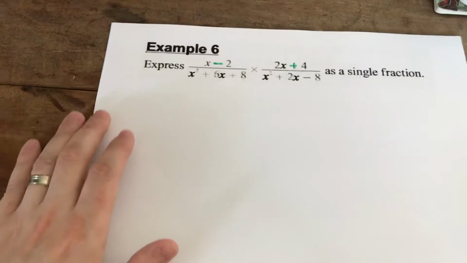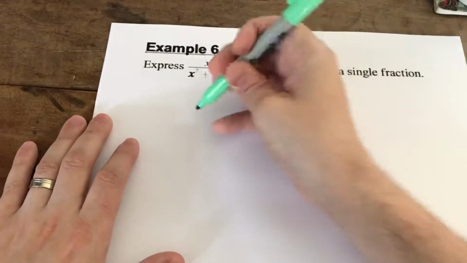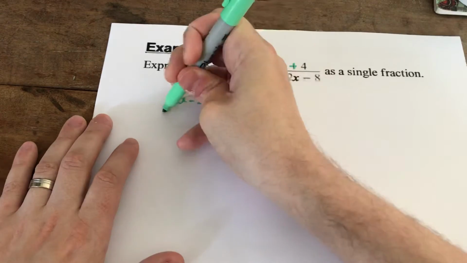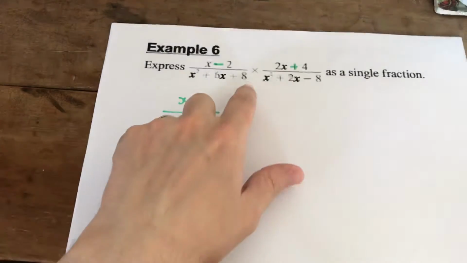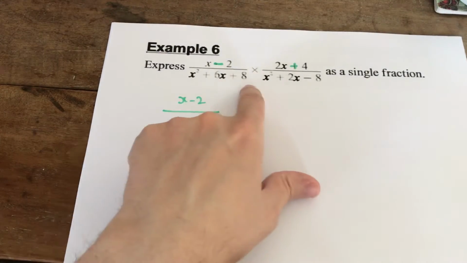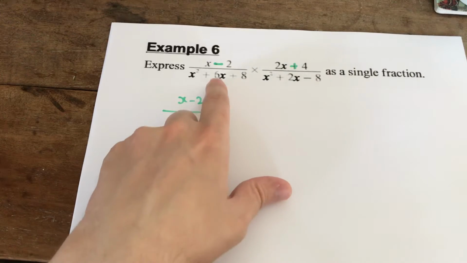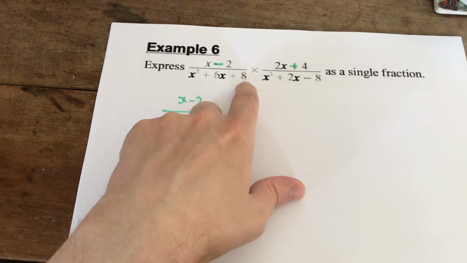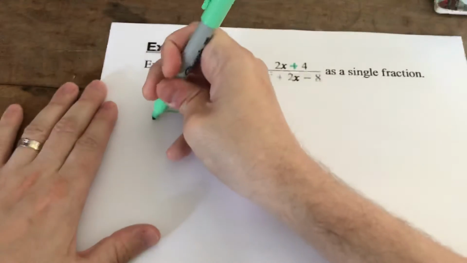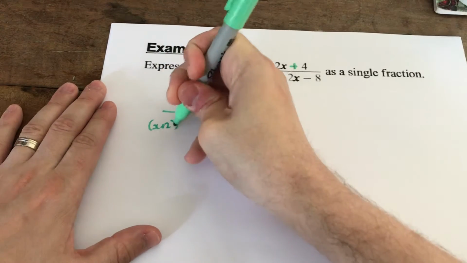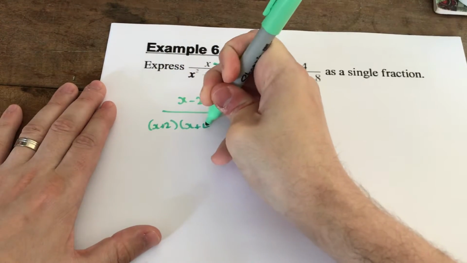So first up, what we do is we're going to factorise. We've got x squared plus 6x plus 8 on the left hand side fraction. We're going to factorise this into double brackets. So it's got to add to give 6x, but times to give 8. That would give us x plus 2, x plus 4.